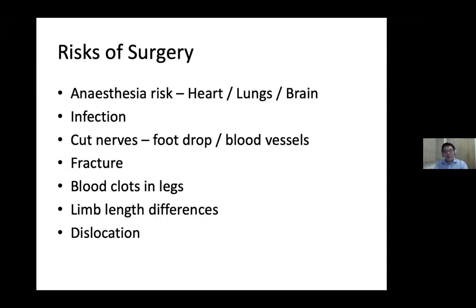Okay, so what are the risks of surgery? This is going to be my last slide for this presentation. Generally for most surgeries, there's always going to be a need for anesthesia. So there's always that risk of heart attack, lung infection, and stroke. This tends to be within the 1 or 2% for the healthy individual. Of course, for those who tend to have medical conditions, the risk will be higher. Age also tends to increase that risk of anesthesia.